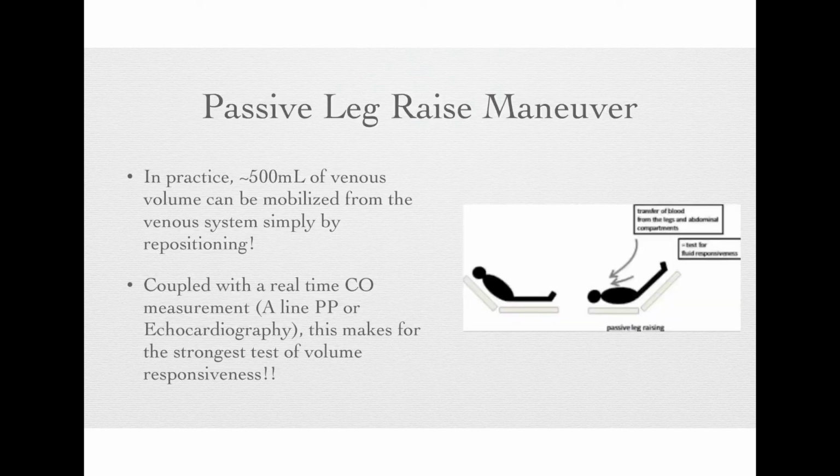This is a diagram of how this maneuver is essentially carried out. You start with a patient with their torso at 45 degrees and their legs horizontal, and you can measure their cardiac output using ultrasound in this position. Afterwards, you reposition them so that their torso is flat and their legs are raised up at 45 degrees, and then you'll reassess their cardiac output in this position.